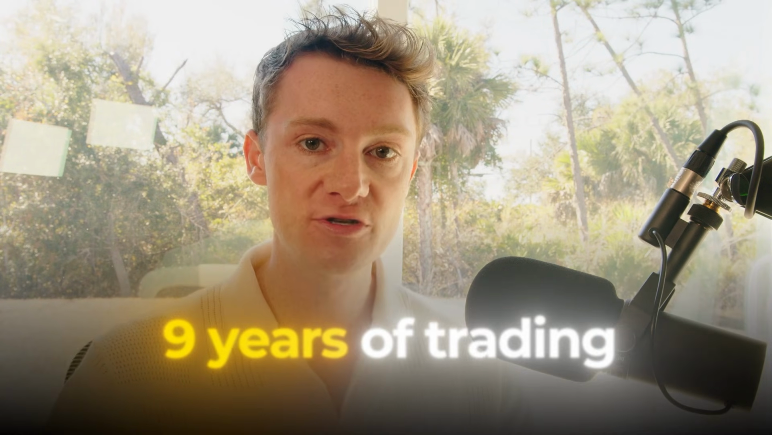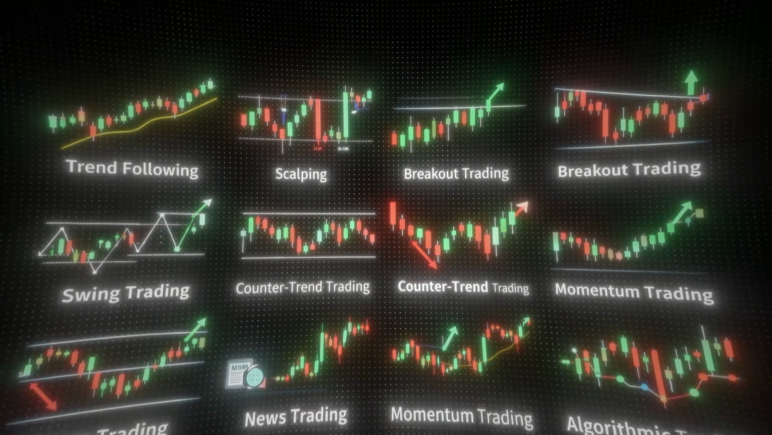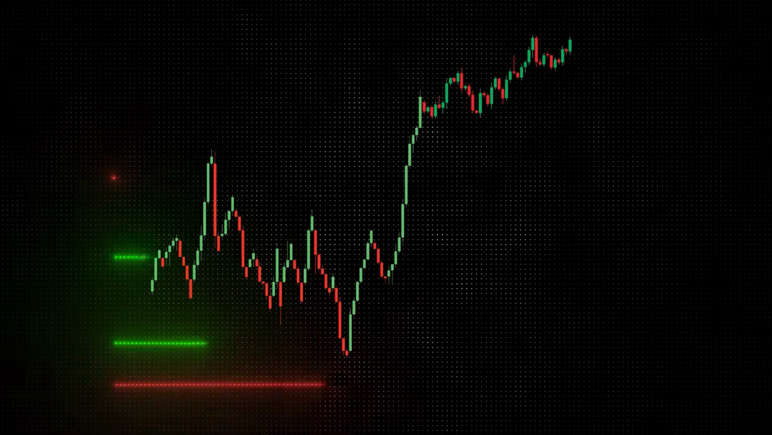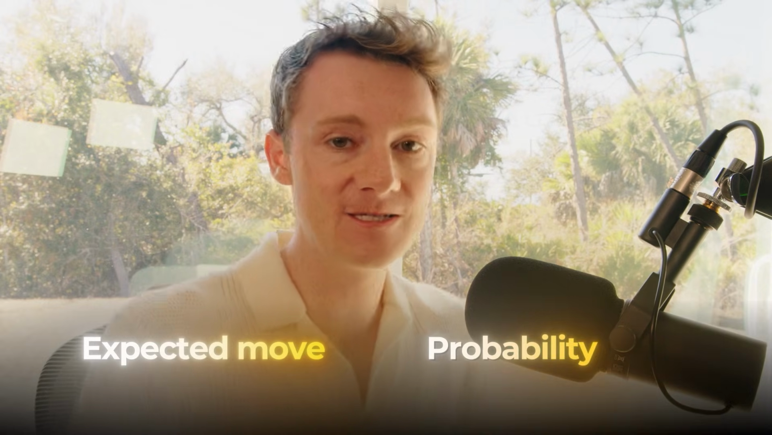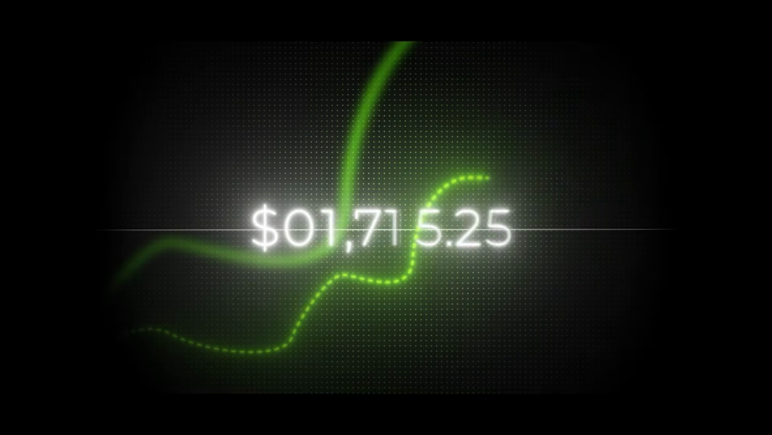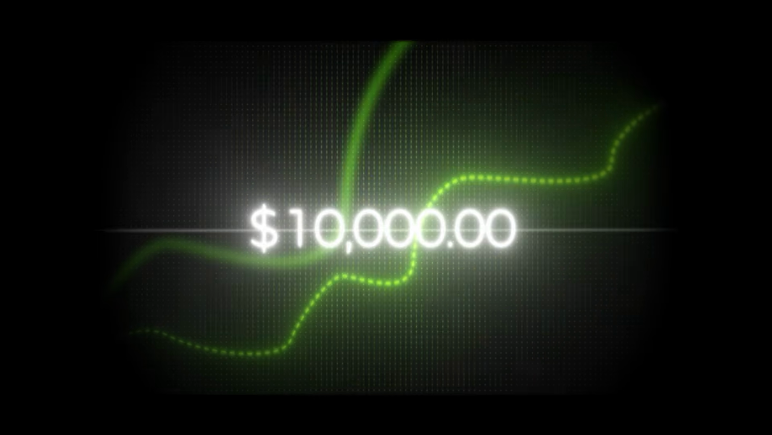After over 9 years of trading and trying hundreds of different strategies, I realized that the one thing that truly matters is probability. If you can understand the expected move and the probability that a stock has to get there, you're then able to relay that into a profitable strategy by just using simple risk to reward.